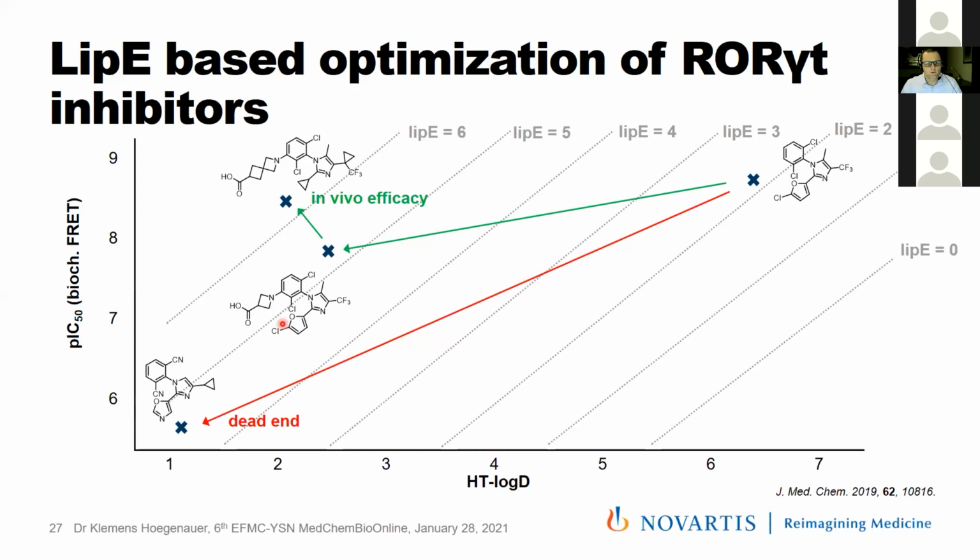However, when we introduced this additional feature containing that carboxylic acid, we could show that we are doing this in a much more productive way, and could move into the LipE 5 space and ultimately arrive at increasing the potency and still take off some lipophilicity with a compound like this very cyclic molecule where we could show that we achieved in vivo efficacy.